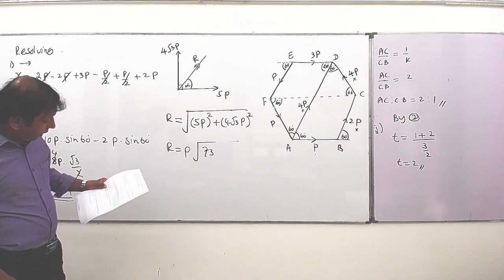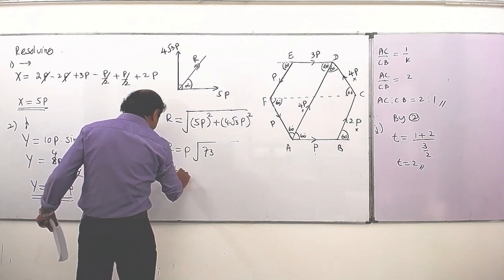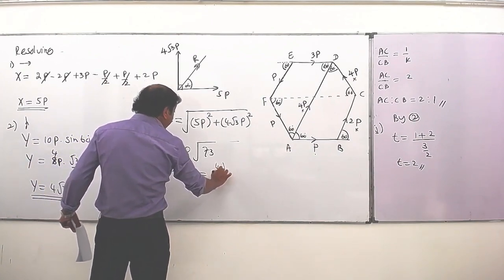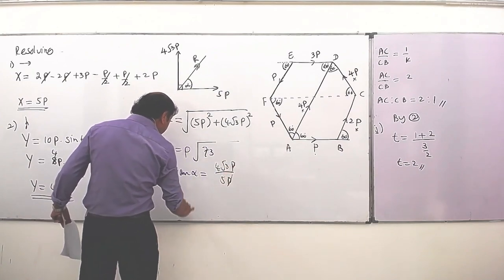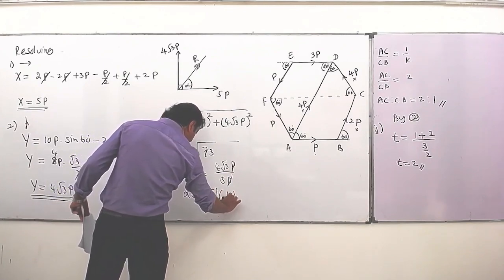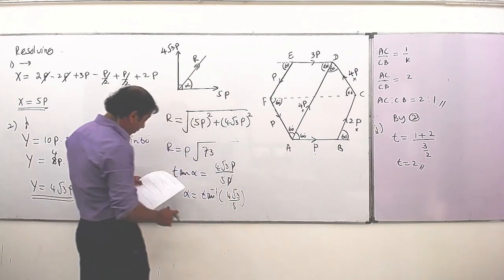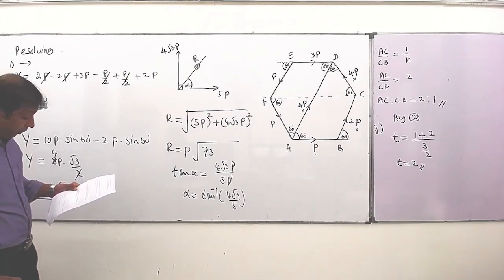Then the size is this. Angle also we need to find, no? Direction we need, no? Tan alpha is Y by X, Y is 4 root 3 P, X is 5P. These two we can cancel down. Alpha is tan inverse 4 root 3 by 5. This way we get. We can take it, no? Okay. Number 8 is that.